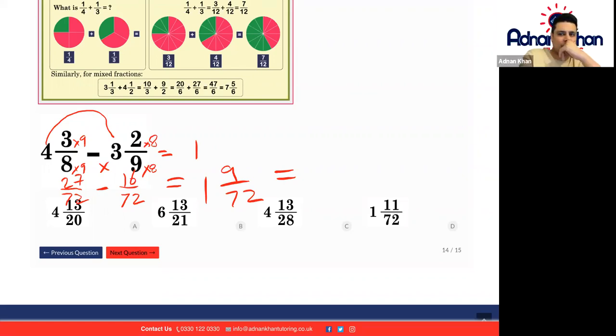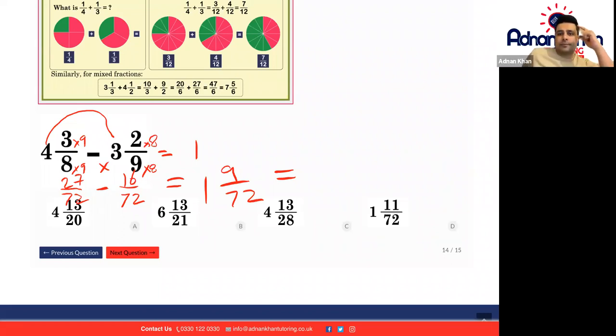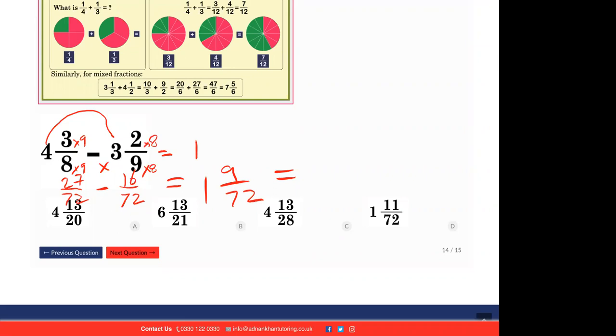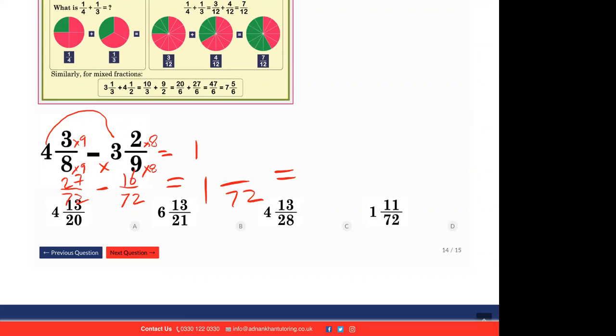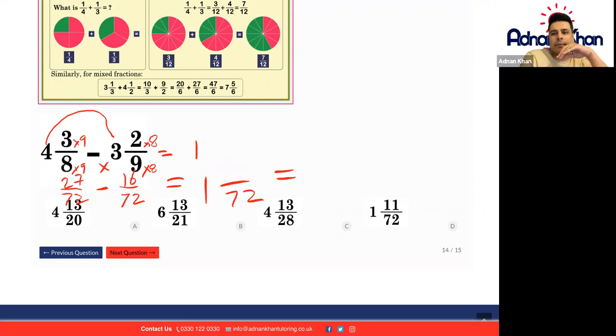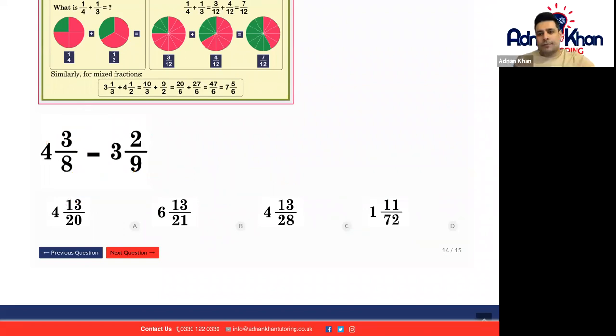Are you sure that's right? Just have a look at the calculation again. So what's 27 take away 16? 9. No, try that again. That's where we went wrong. 27 take away 16. Oh, 11. 11, that's it. That's where we made a small mistake, but don't worry. So the answer is 1 and 11/72, right? Yep. Well done.